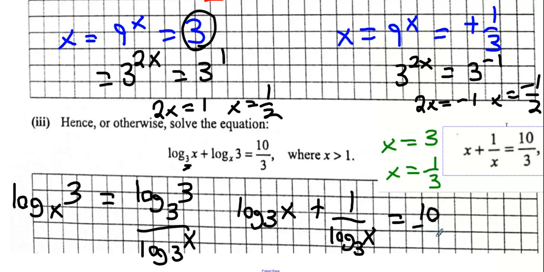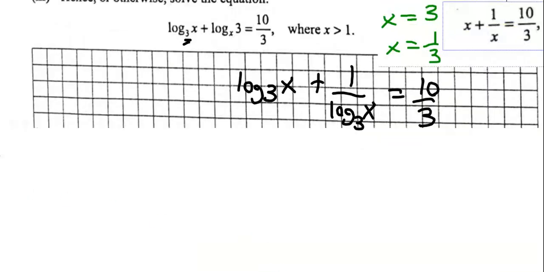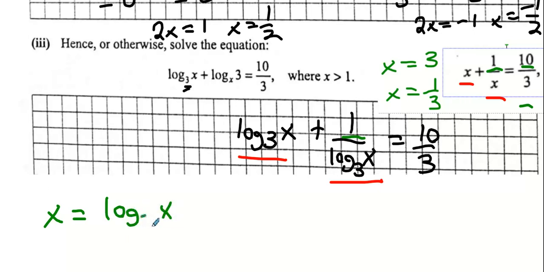Now, what are you noticing about the question this time? What's the similarities? Yeah, instead of x, what are we going to have? Instead of x, we have this, and the other numbers are exactly the same. So we can replace x with log x base 3, and the answer is 3. And what's the other one? Log x base 3 equals a third.